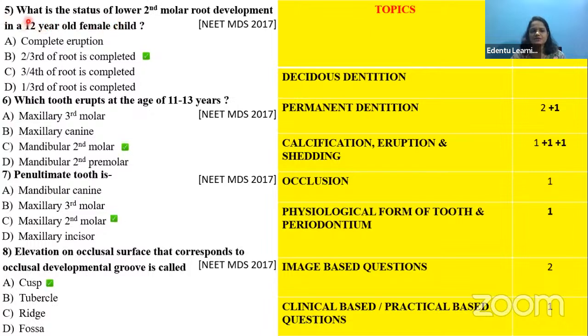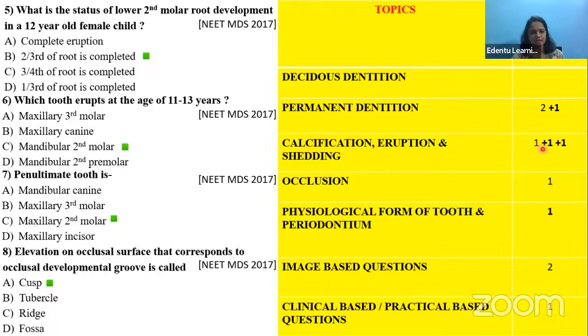Now, moving on to the next question. What is the status of lower second molar root development in a 12-year-old female child? This is a clinical or application-based type of question, so we are putting it under the permanent dentition topic and also adding it to the clinical or practical-based topic. And which tooth erupts at the age of 11 to 13 years? All the age estimation questions and the eruption, shedding and calcification questions, we are putting under this topic here.